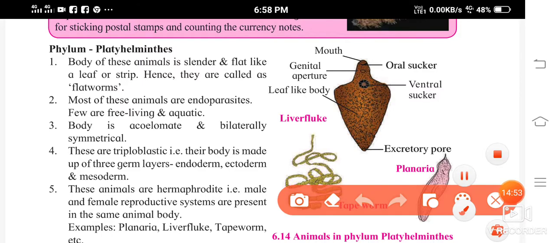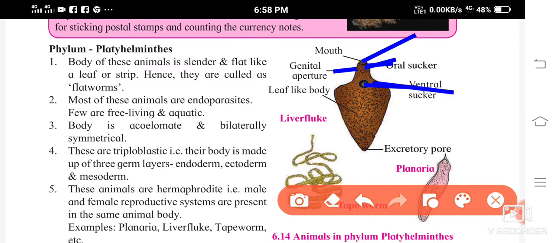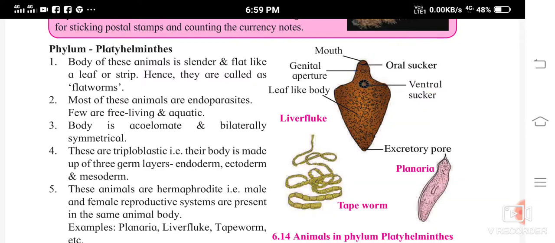Yes, see liver fluke, this is a mouth, okay. Then near the mouth there is an oral sucker, means what? Which can suck. Okay. Then there is the genital aperture over here. Then the ventral sucker is there over here. See, this is the oral sucker and this is the ventral sucker. Then the body which is there is leaf like.